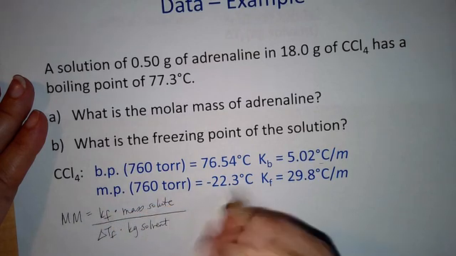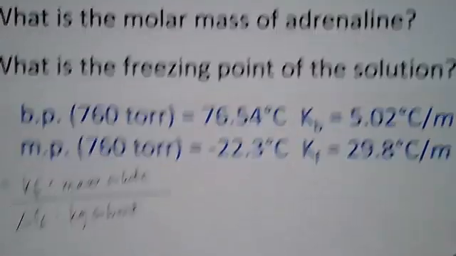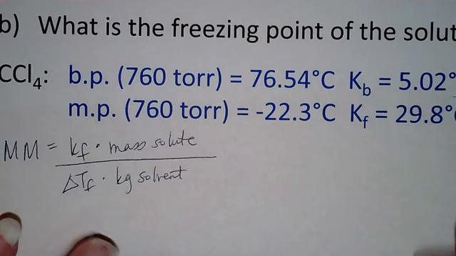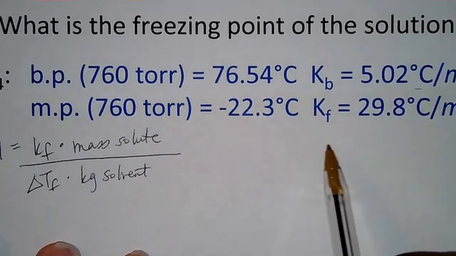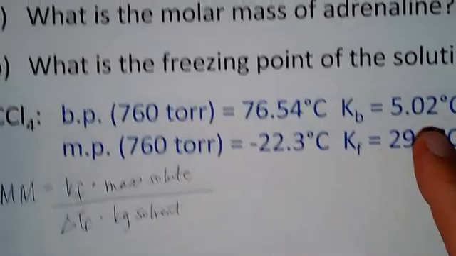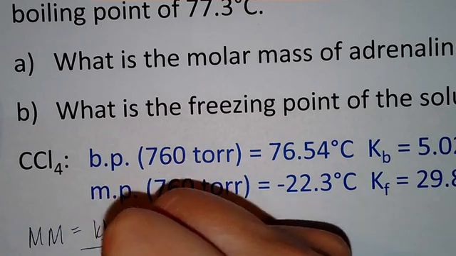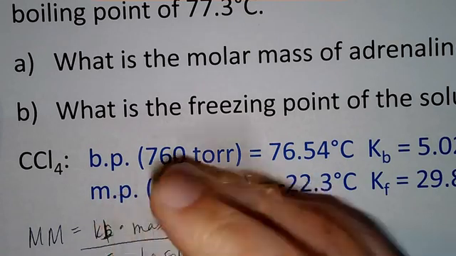Now our Kf is given for us. Well, we have boiling point information, so let's make this Kb instead of Kf, and delta Tb, that'll be easier. And then we'll go back to our freezing point. So we're going to work with boiling point information. So that's our Kb.